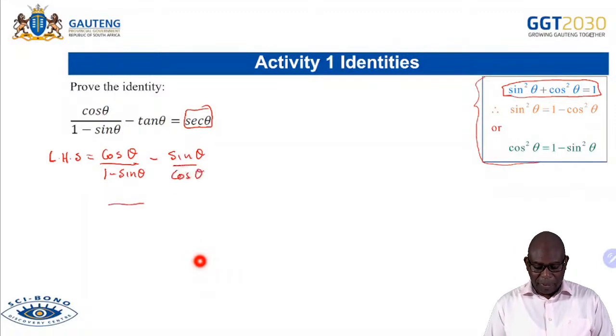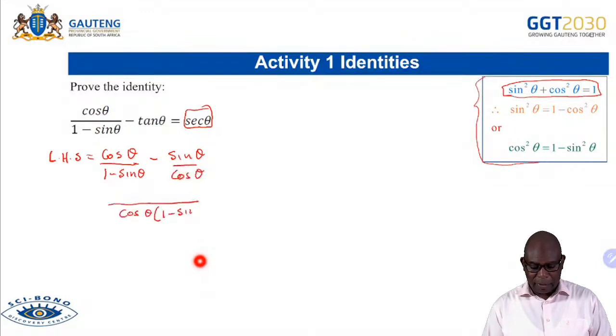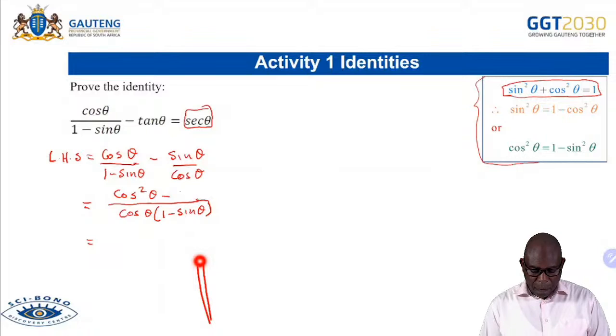Right, so I can have my LCM here, which is cos theta into 1 minus sine theta. So then I'm going to have cos theta, the whole thing, 1 minus sine theta, into this whole thing there goes cos theta. So in other words, cos theta times cos theta is cos squared theta minus. Cos theta there goes 1 minus sine theta. So I'll have 1 minus sine theta.